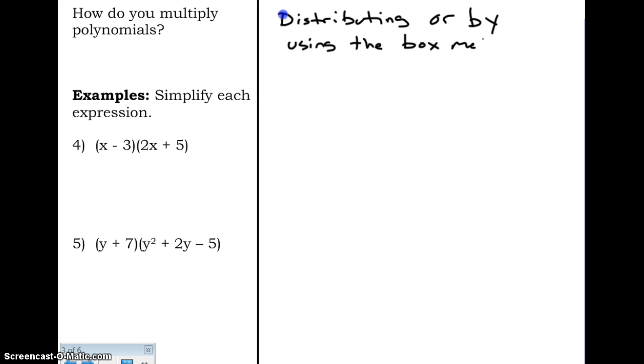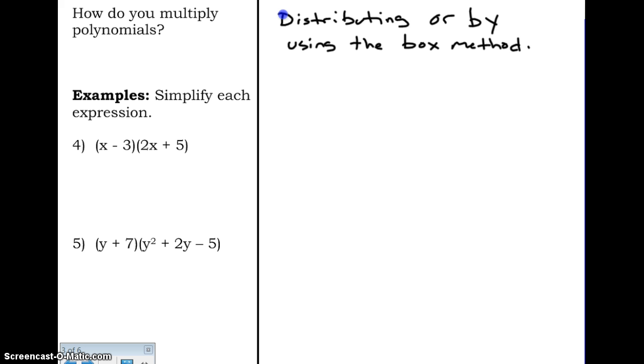How do you multiply polynomials? You guys have done this before. Either by distributing or using what I like to call the box method. I can show you distributing if that's what you like, but in these notes I'm going to use the box method. Here's what I mean by that.